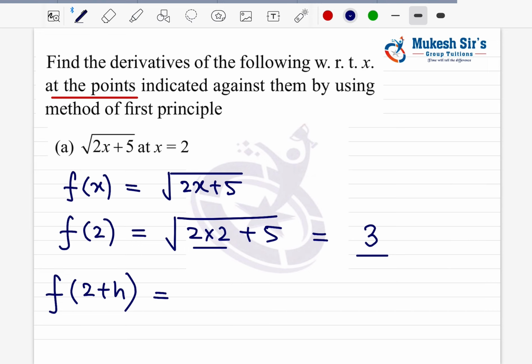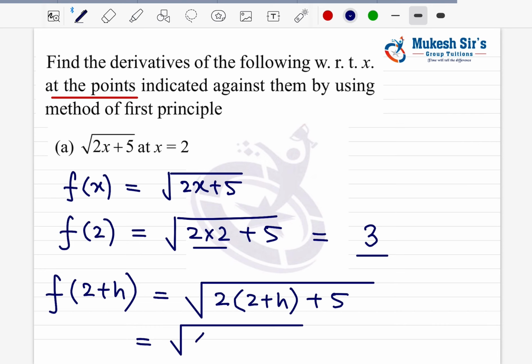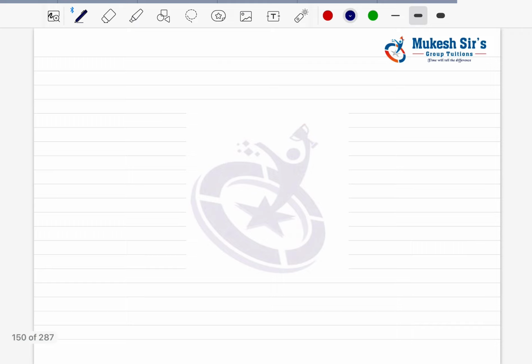So f of 2 plus h becomes root of 2 into x. Instead of x, I should write 2 plus h, plus 5. So that'll become root of 4 plus 2h plus 5. That becomes root of 2h plus 9. Clear? That is f of 2 plus h. Now you can use the formula. So you can say by first principles.